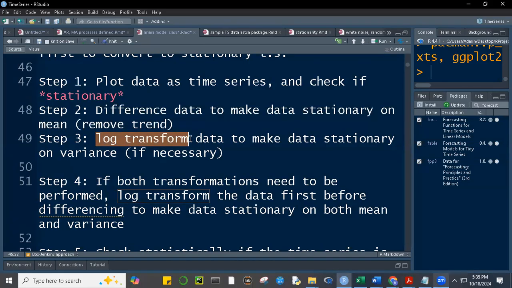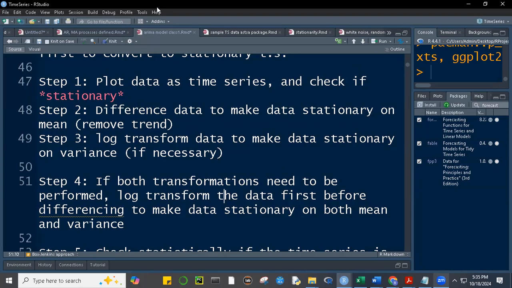So kunin mo yung log class. Kunin mo yung log ng data. Anong purpose? Para yung data natin, matransform natin so that the variance will be constant. Okay? I'll show that in a while, no? All right. Now, what if kailangan mong gawing pareho? Kailangan mong gawing kasi meron siyang trend at saka may seasonality.